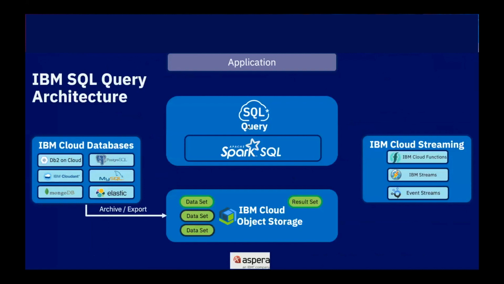You might already have data in some other systems, so you maybe want to export and archive it there, or you use it as a primary landing spot of data, so not stored anywhere else, just directly landed in Cloud Object Storage, or you have it in some other systems, maybe an on-prem system, and you can use Aspera to upload it there.